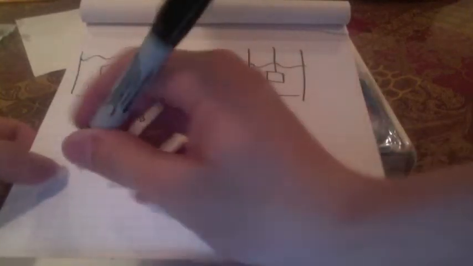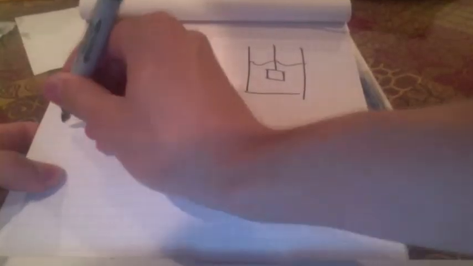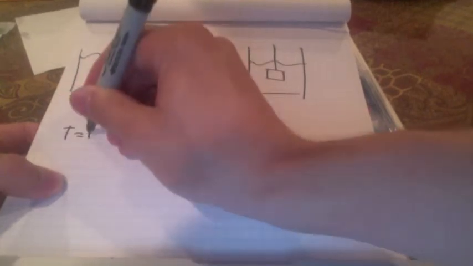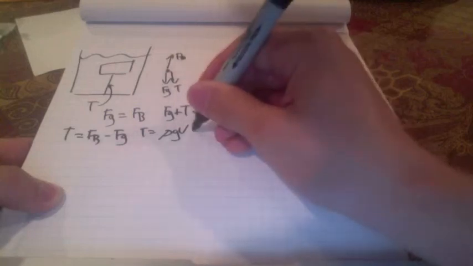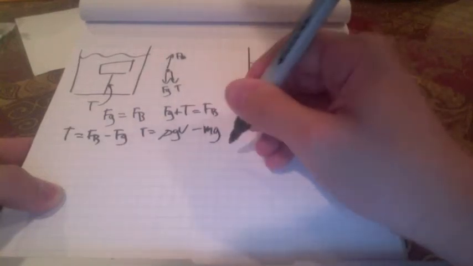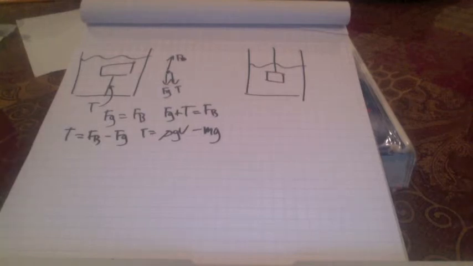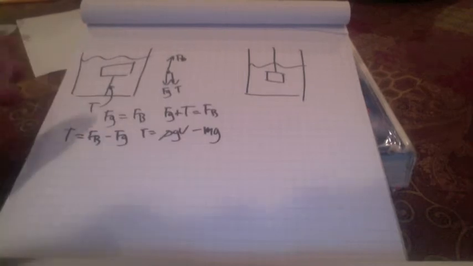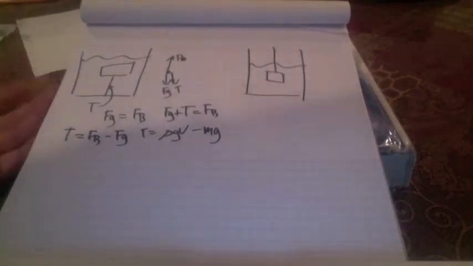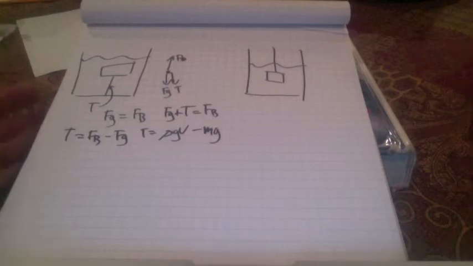And if we expand this out more, we can solve for tension. Tension equals the buoyant force minus the force of gravity. We can expand that out a little bit to rho gV minus mg. So that's how to solve for the tension in this situation. In this situation, the buoyant force is going to be greater than it would be if the object did not have the string, because there's more volume displaced.